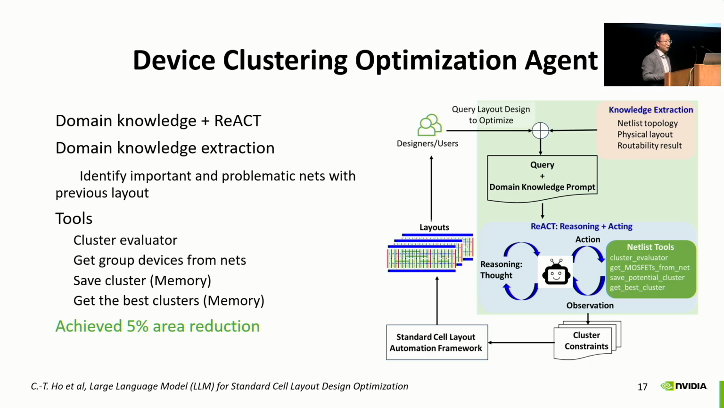The analysis tool will compute the cluster scores, which are given as feedback to the agent. It also includes tools for netlist analysis for agents to locate potentially useful clusters. Memory-related tools include tools to save a cluster proposal, as well as tools to retrieve the best proposed cluster found so far. And this agent actually achieved pretty good results on our libraries.